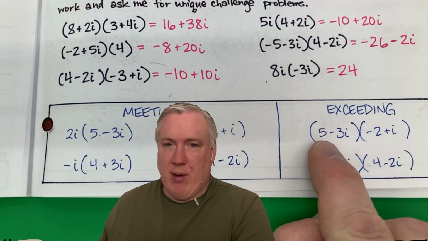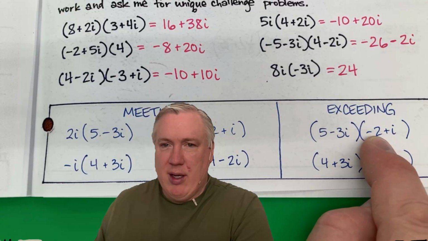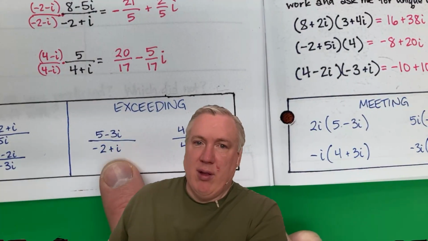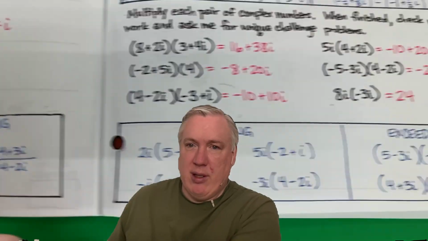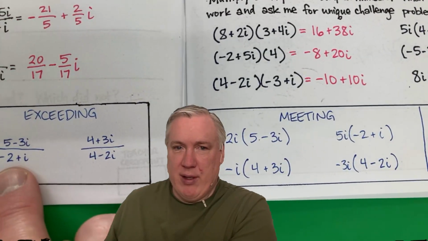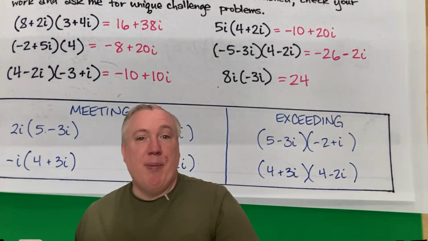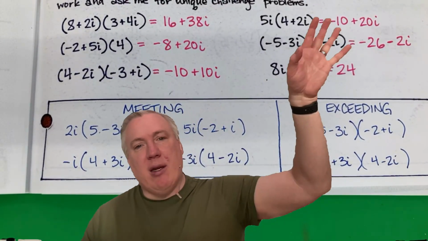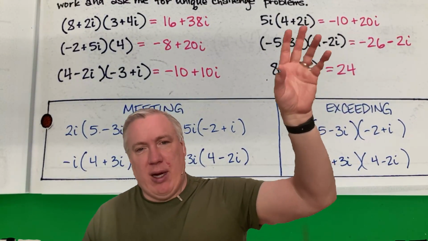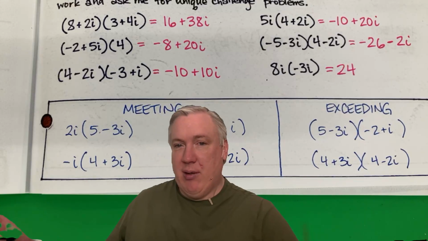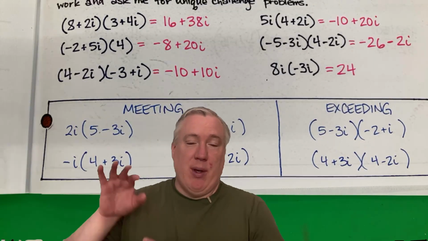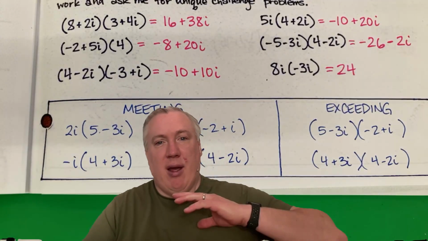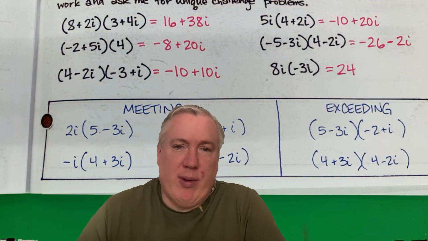So if you pick this one for the exceeding, 5 minus 3i, negative 2 plus i, if you go over here for the exceeding, you'll see it's 5 minus 3i, negative 2 plus i. It's just division versus multiplication of the same problem. And so you're picking a pair there as well. You can pick from the meeting on addition, subtraction, and from the exceeding on multiplication, division, or vice versa. You can pick the exceeding on the addition, subtraction, and from the meeting on the multiplication and division.